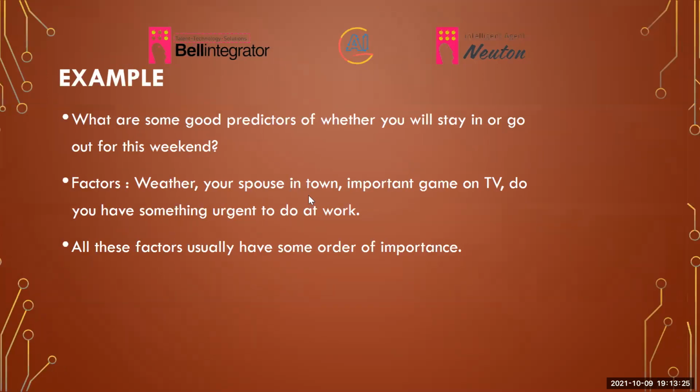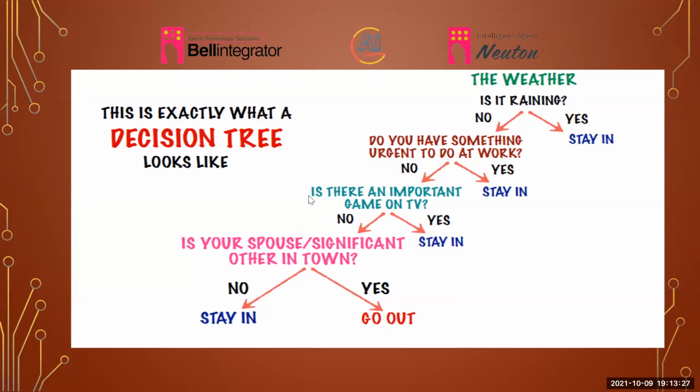So here you see, if I ask, is it raining or not? If it's yes, then I'll stay in. I will not go out. And then if I have some urgent work to do, I'll stay in. I will not go out. So you see how this structure is being formed. This is your decision tree. You know, it's that easy. Simple as it looks.